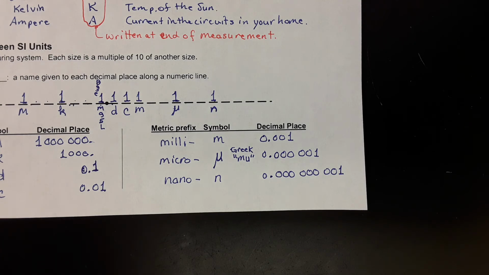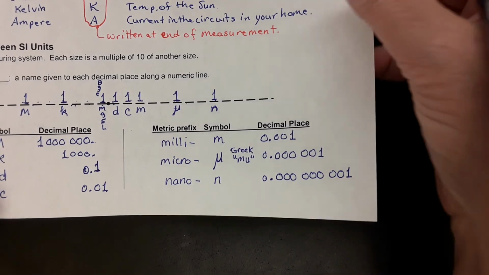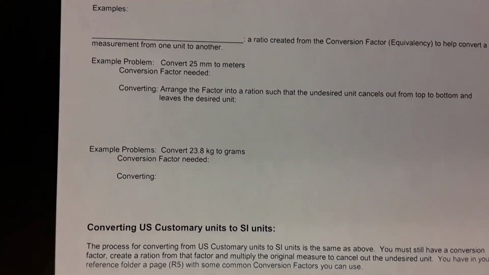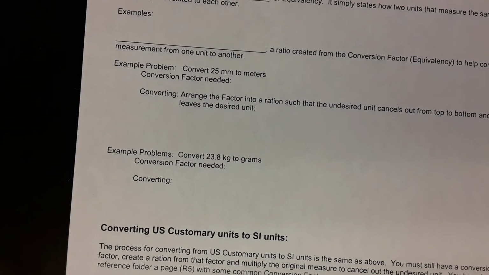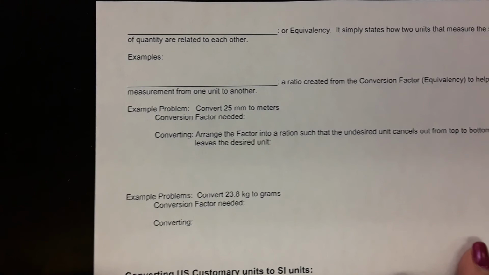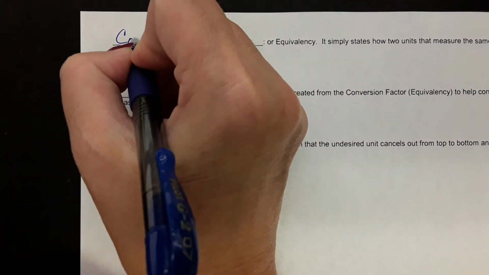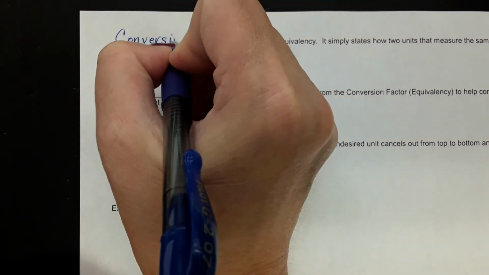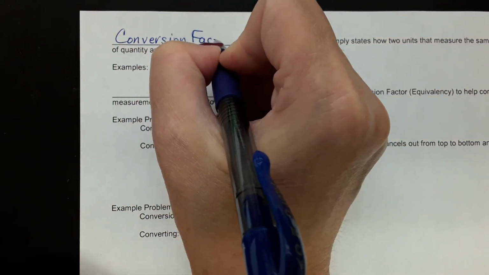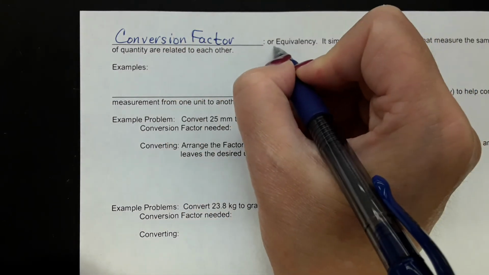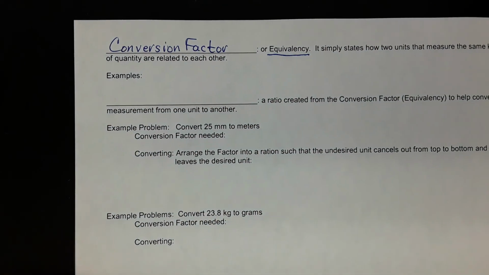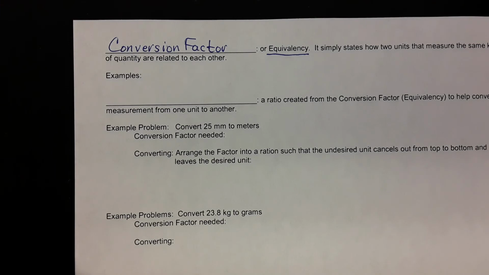Now here's the catch. How are we going to use them? All right, well, I'm going to show you. That's what we're going to look at next. All right, let's take a look at the next page. In order to convert within SI from prefix to prefix, you have to have a conversion factor, also called an equivalency, because it basically shows you how 2 unit prefixes are related to each other.